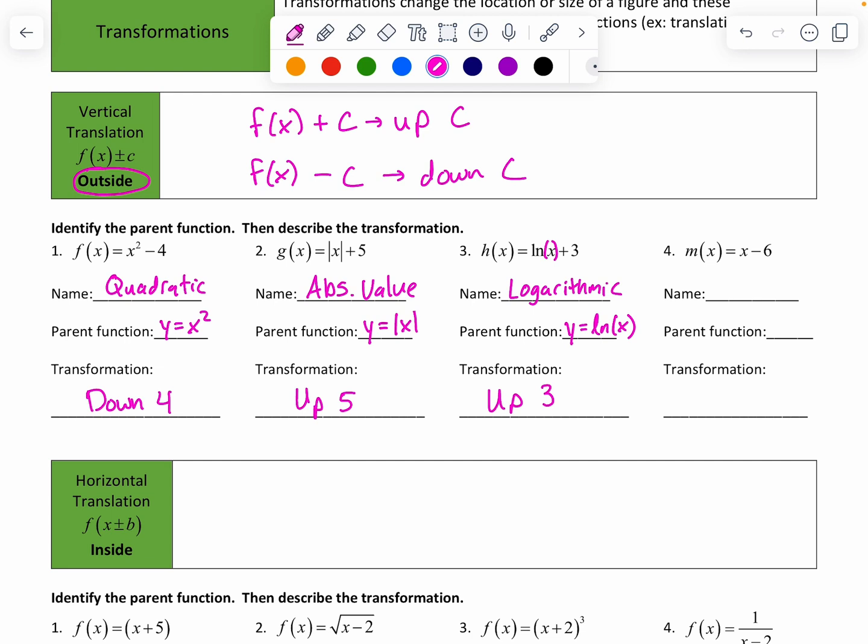And finally, m of x equals x minus 6. So that x doesn't have an exponent, so I know it is linear. So its parent function is y equals x, and that minus 6 is telling me it is moving down 6.